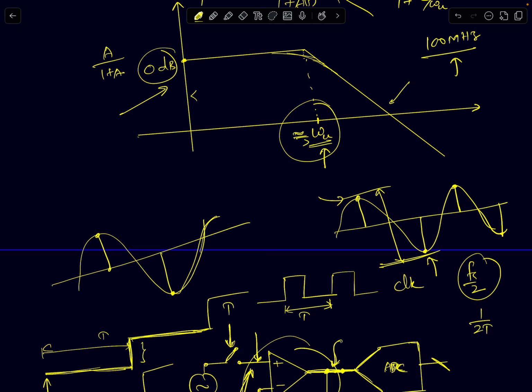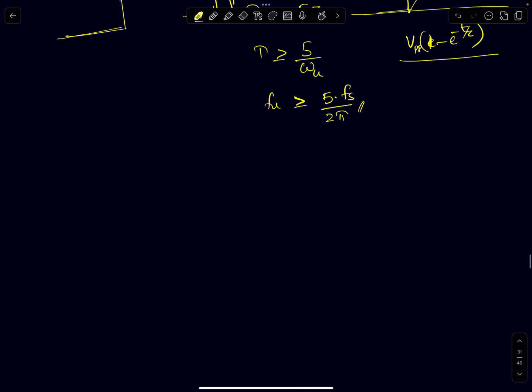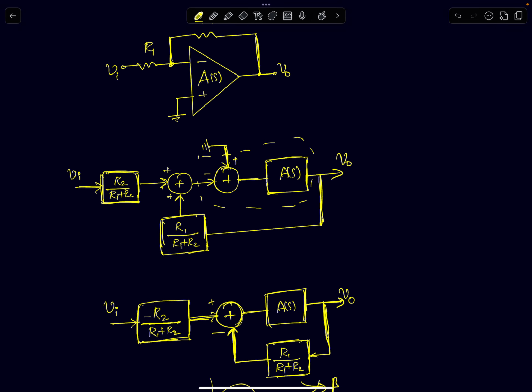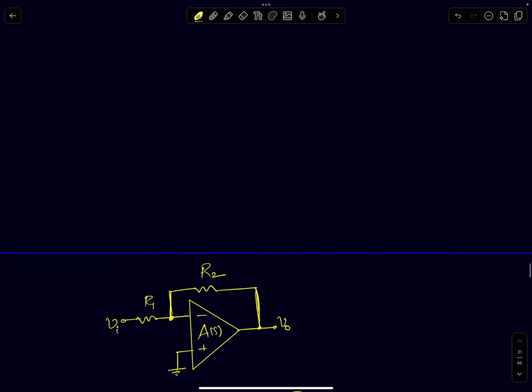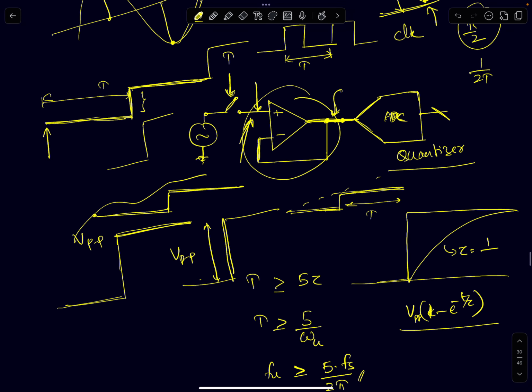So if I apply a step input, you can already predict that it's going to respond with a first order response with a time constant given by 1 by omega u, okay, for a single pole system. So it's going to increase with the time constant, or rise with the time constant given by 1 by omega u.